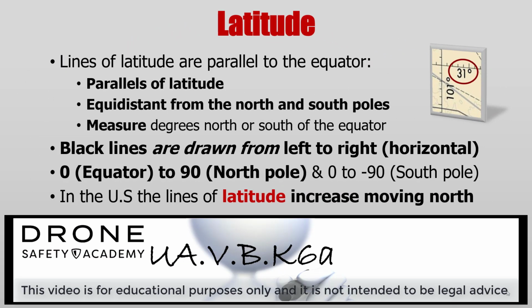Let's start off with lines of latitude, which are parallel to the equator. These are called parallels of latitude. They are equidistant from the north and south poles, and measured in degrees north or south of the equator. Parallels of latitude are black lines that are drawn from left to right. They are horizontal, and the equator is 0 degrees going on up to 90 degrees for the North Pole, and the opposite for the South Pole. In the United States, the lines of latitude increase moving north.